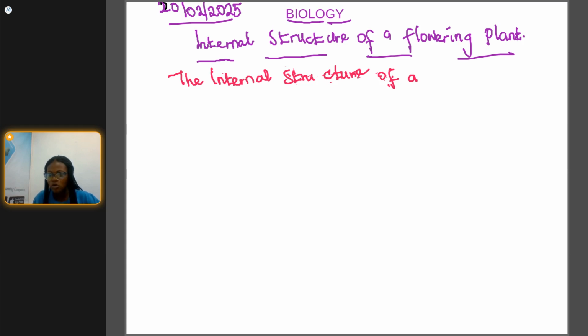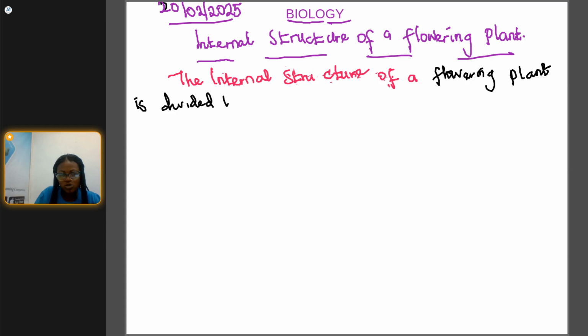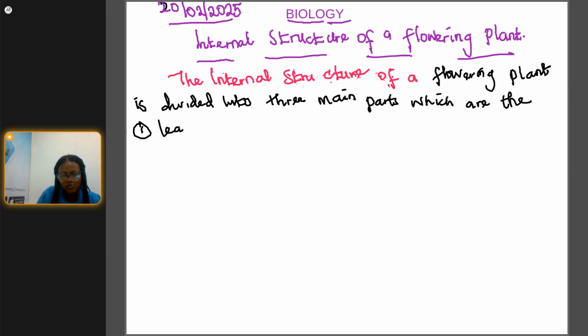All right, thank you. So the internal structure of a flowering plant is divided into three main parts, which are the leaf, the root, and the stem, just like I explained earlier.